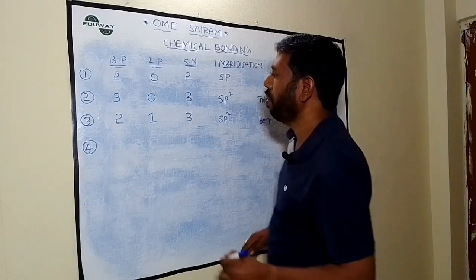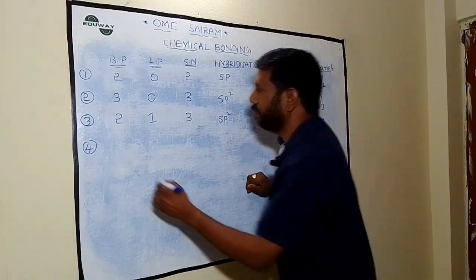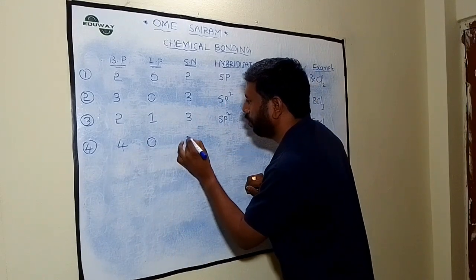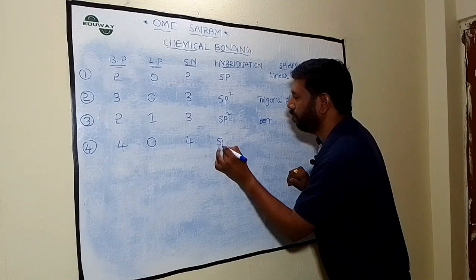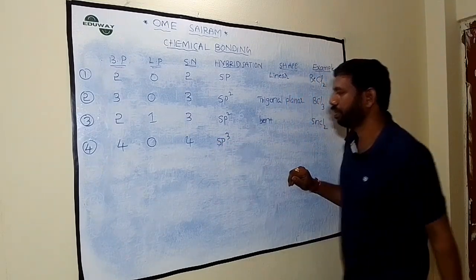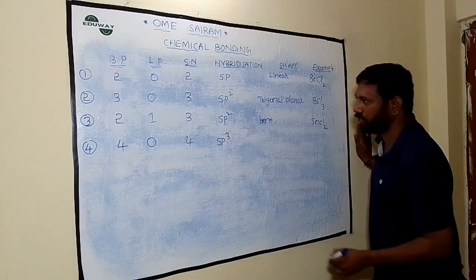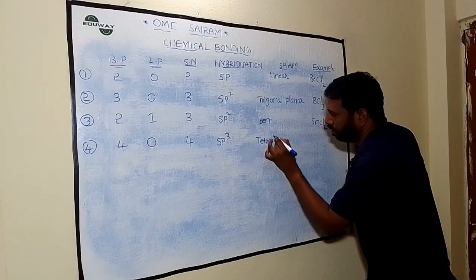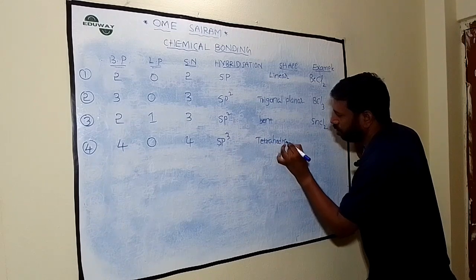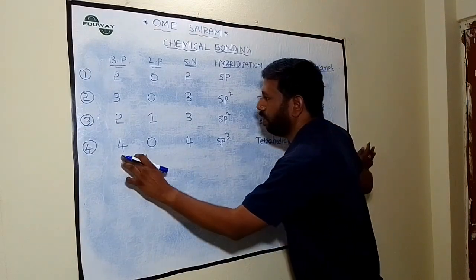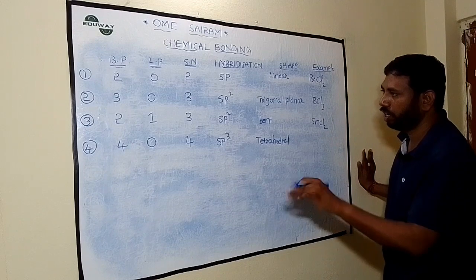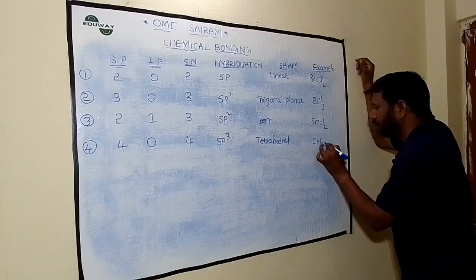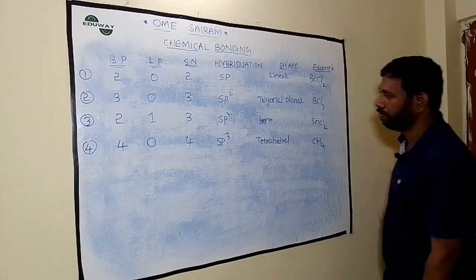Take the next example. Here take 4 bond pairs, 0 lone pairs, steric number 4, hybridization is sp3, so 1 plus 3, 4. If any molecule has 4 bond pairs and 0 lone pairs, the structure should be tetrahedral. Already you know that the structure is tetrahedral. Now take an example, how many bond pairs are there? 4 bond pairs, that means 4 atoms should be attached to the central atom, CH4. Here 4 atoms are attached to the central atom, carbon.